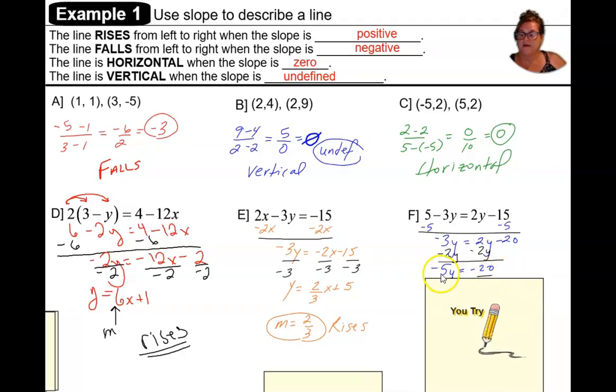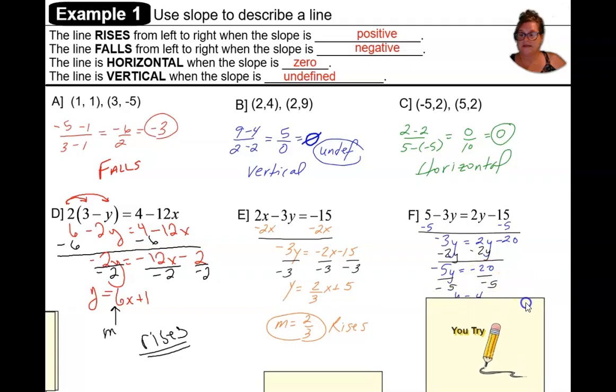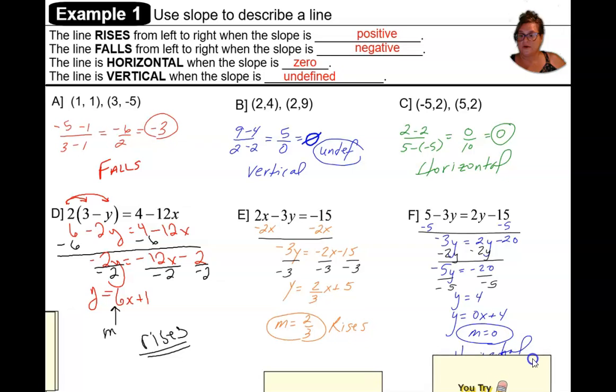Then I'm going to divide both sides by that coefficient, negative 5, and that leaves me with y equal to 4. Since there is no x in here anymore, right? There's no x. That means it's a 0x. And 0x is a slope of a horizontal line. So m is 0 and the line is horizontal. We could have been able to tell that even before we started this equation, noticing there is no x in here anymore. There's only y's. So this would have to work out to be a horizontal line.